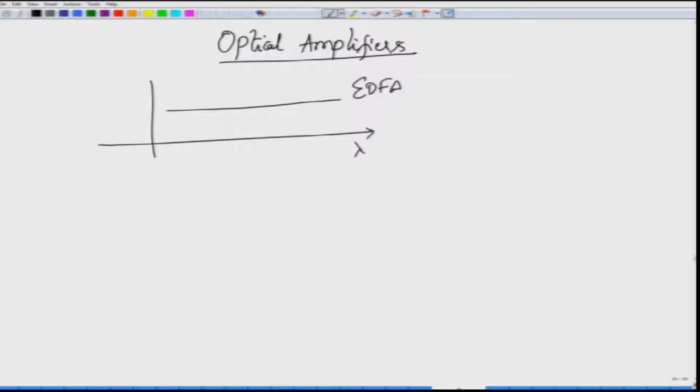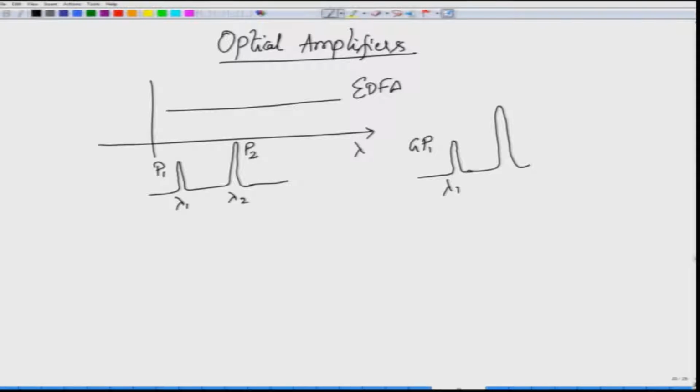Why is this flat gain important? Let us assume that the input signal happens to be two wavelengths, one at some lambda 1 and the other at lambda 2, but the power of lambda 1 is P1, the power of lambda 2 is P2, and we have assumed in this particular case that P2 is higher than P1. Of course, information is sitting on these two wavelengths, these are the two carriers with which you are coming in. If you had a flat gain erbium doped fiber, then the output would exactly be G times P1 for wavelength lambda 1, and G times P2 for wavelength lambda 2.